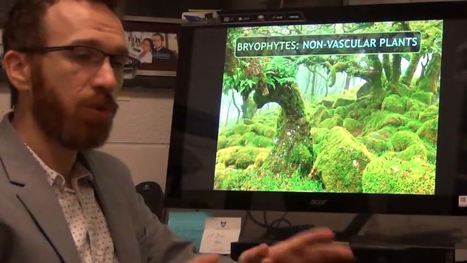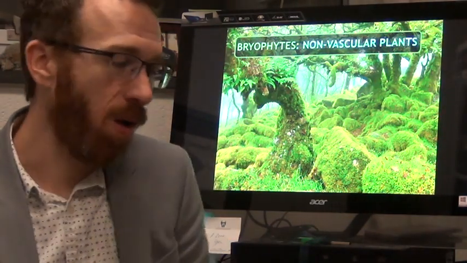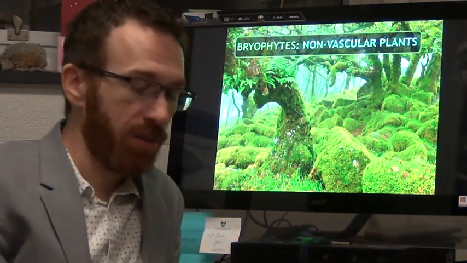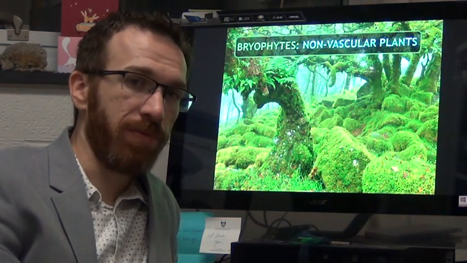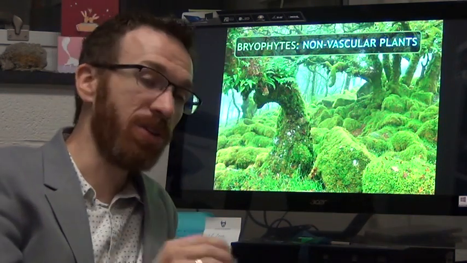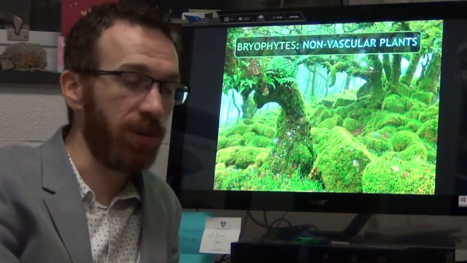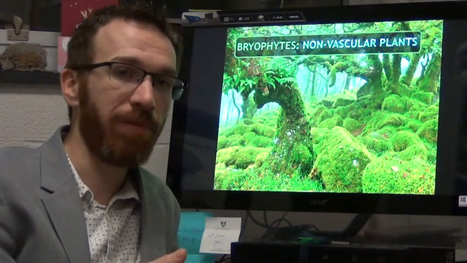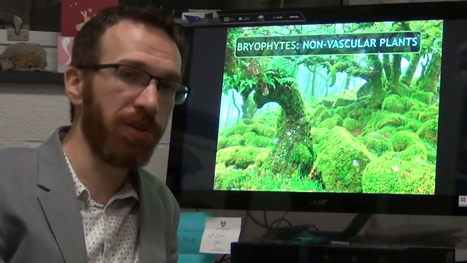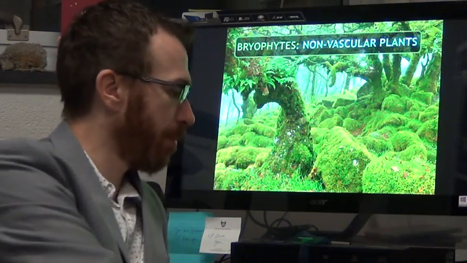So the first group we'll talk about are the bryophytes. These are our non-vascular plants. They do not have vascular tissue. I cannot stress that enough. You need to know that. They do not have vascular tissue. They do not have xylem. They do not have phloem. Instead, they use osmosis to move water inside the body.